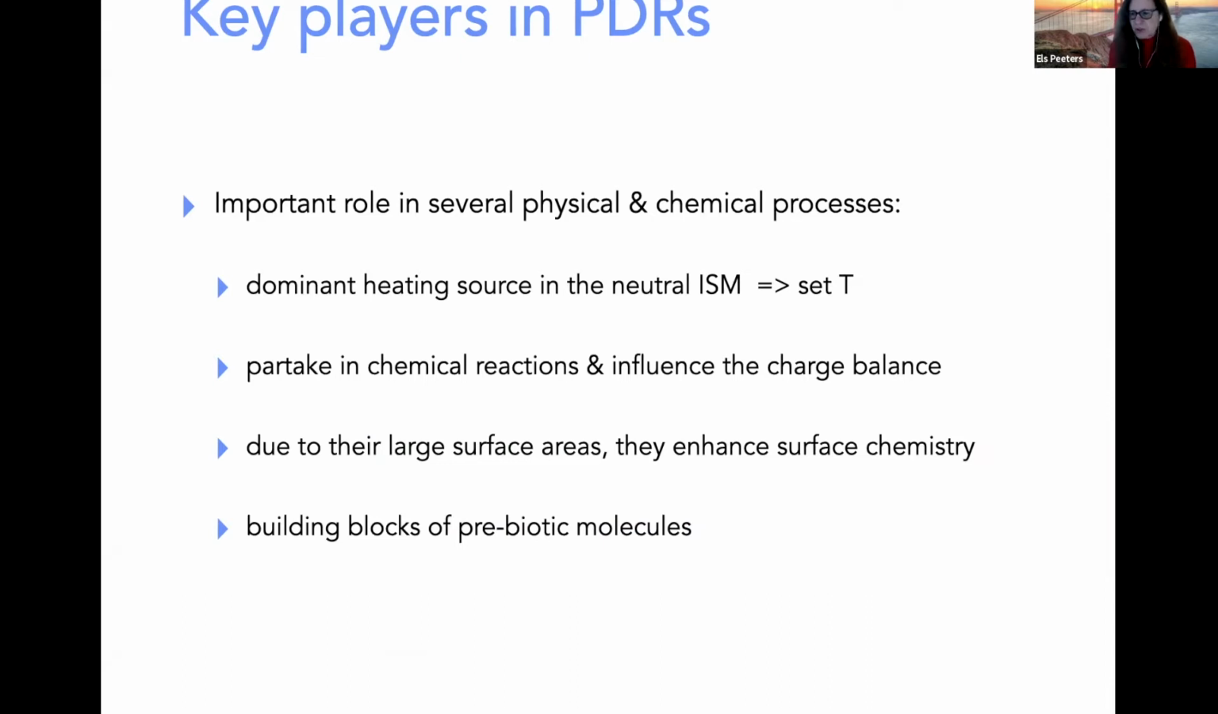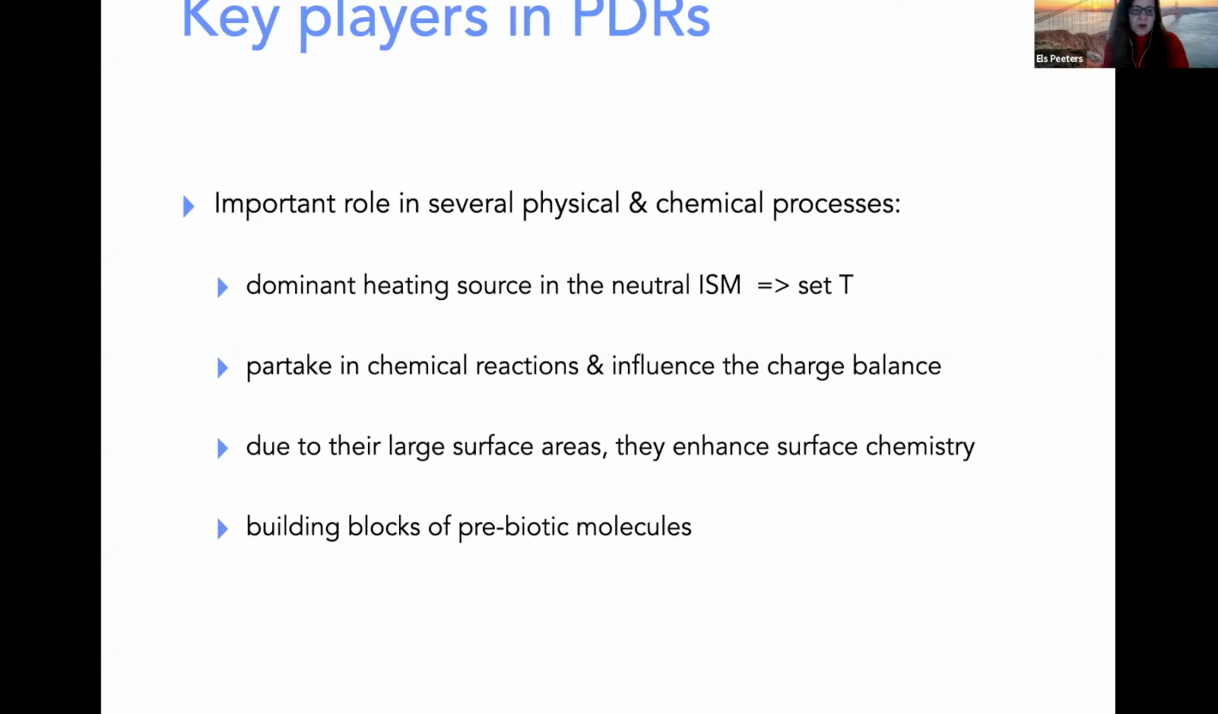And so because you change the charge balance, you change the charge state of the gas, and that of course influences other chemical reactions, as well as how the gas interacts with magnetic fields. They have very large surface areas, and so they enhance surface chemistry. And also it has been shown that PAHs, if embedded in ices, and they see some UV radiation, get processed and converted into prebiotic molecules.